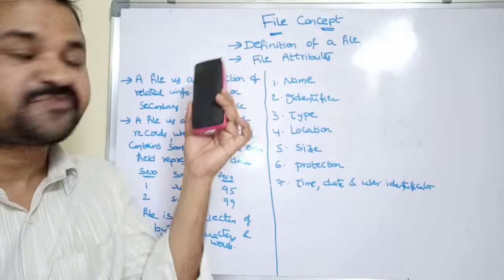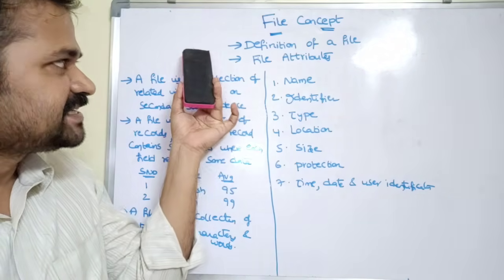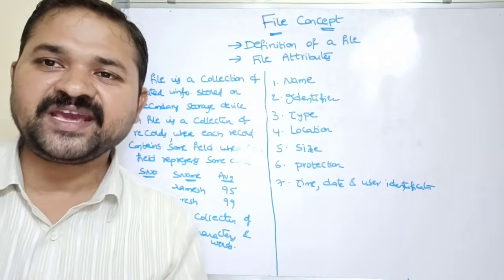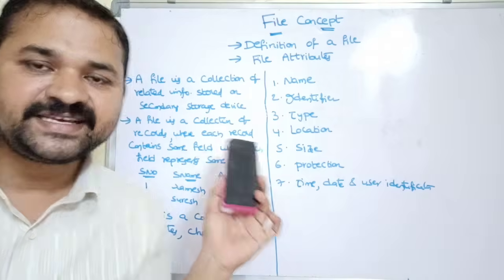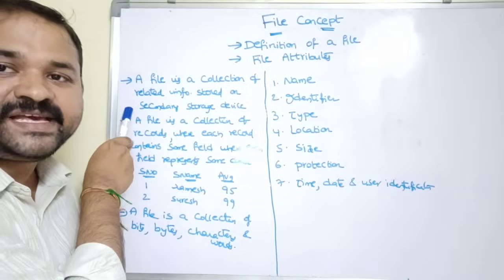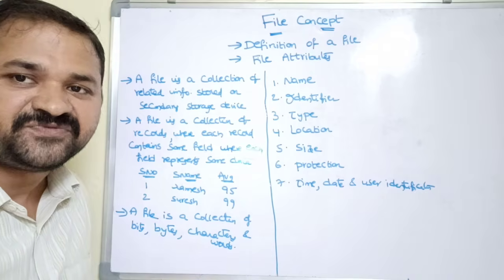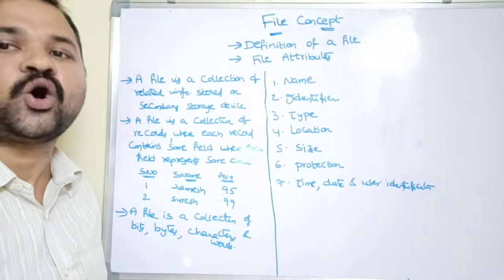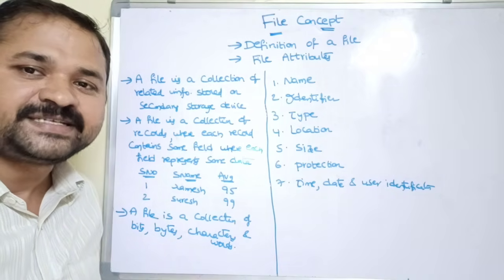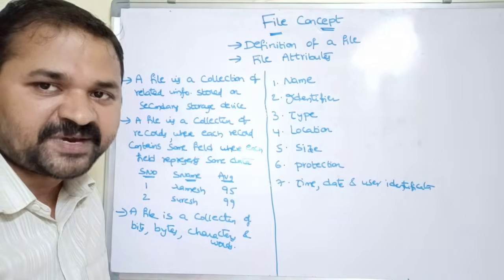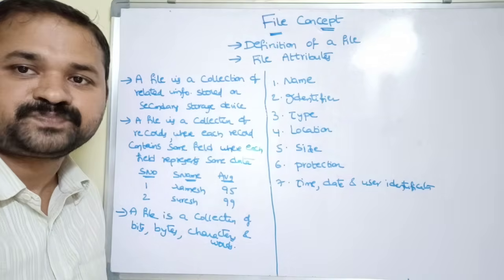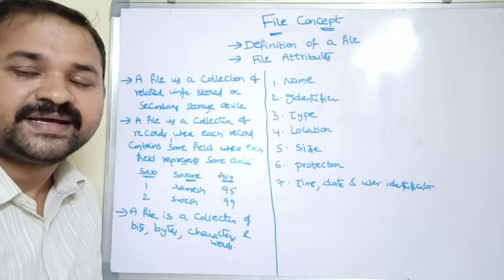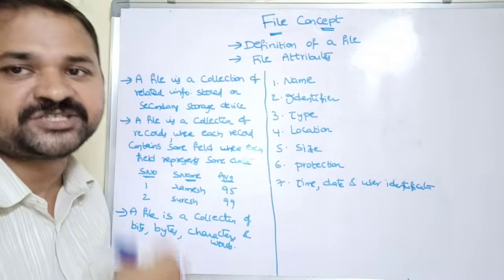Now let's see about file concepts such as definition of a file and attributes of a file. Here we have three definitions for a file. Let's see the first definition. A file is a collection of related information which is stored on a secondary storage device such as hard disk. So every file contains a collection of related information. If you take an employee file, then it contains employee related information. If you take a student file, then it contains student related information, like that.